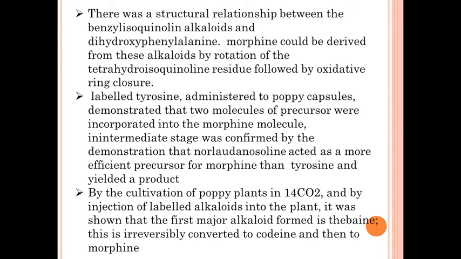By cultivation of poppy plant in 14CO2 and by injection of labeled alkaloid into the plant, it was shown that the first major alkaloid formed is thebaine, which is irreversibly converted to codeine and then to morphine. So when the poppy plant is cultivated in the presence of 14CO2, and the plants are injected with labeled alkaloidal compounds and the biosynthetic pathway is demonstrated, it is found that the major alkaloid first formed is thebaine, which is then converted into codeine and then to morphine.